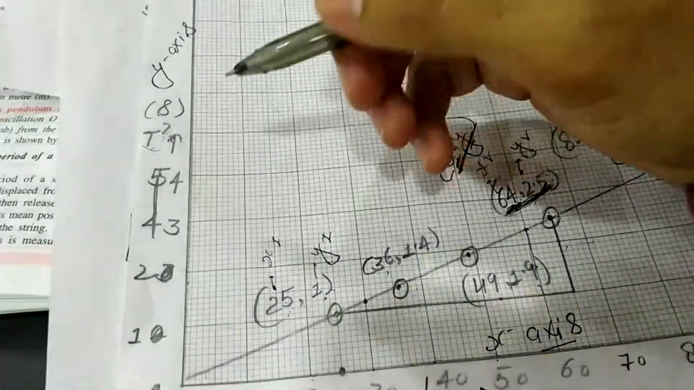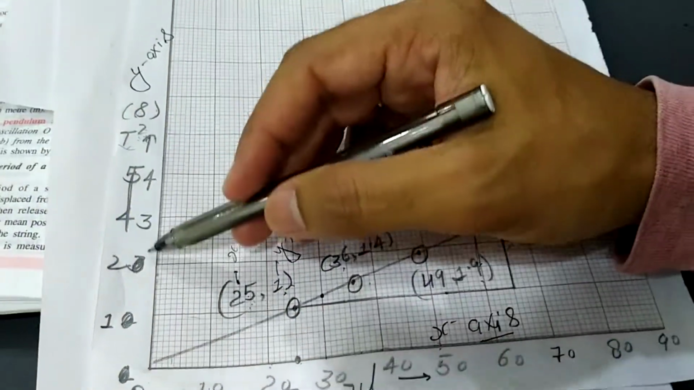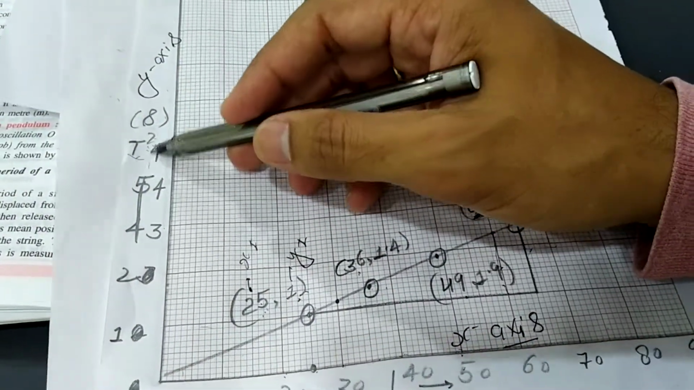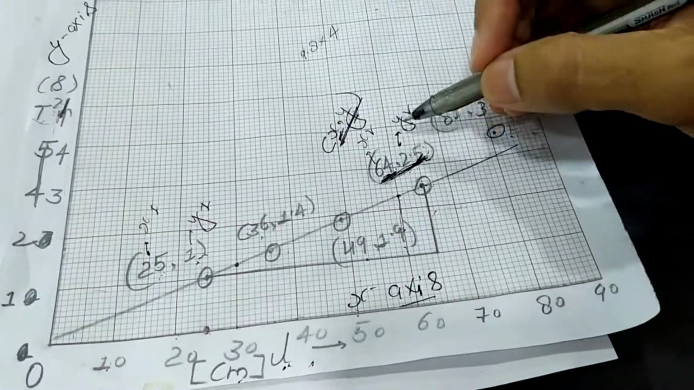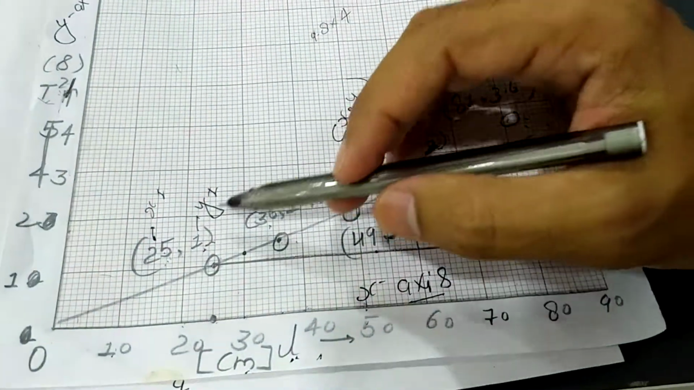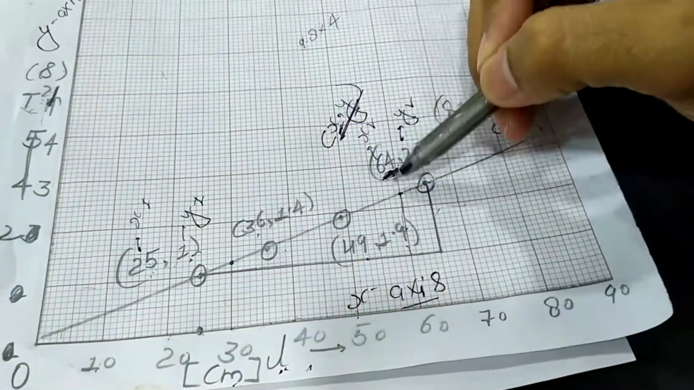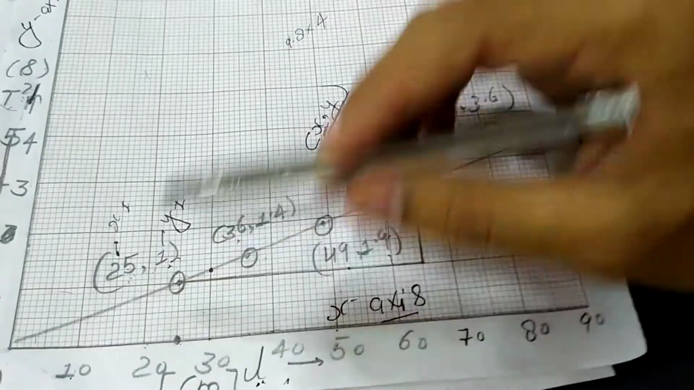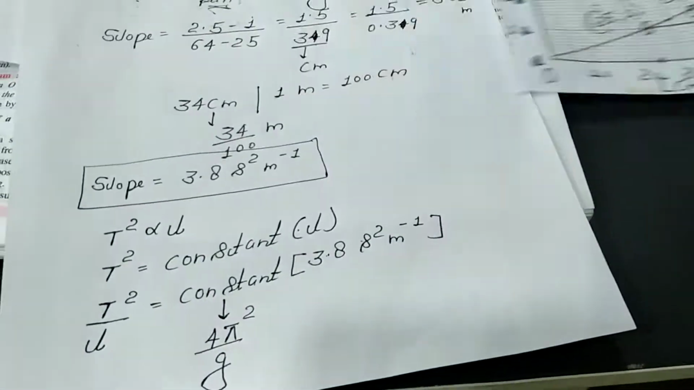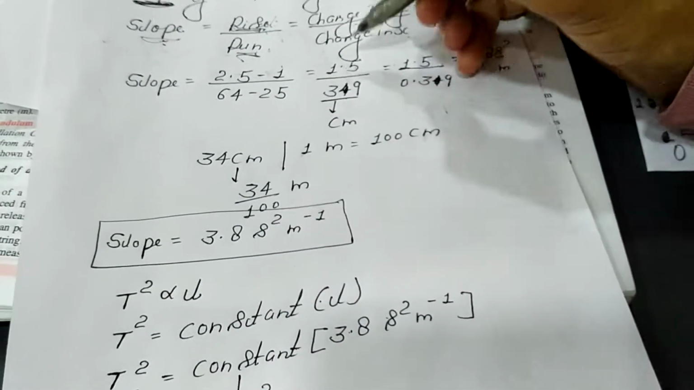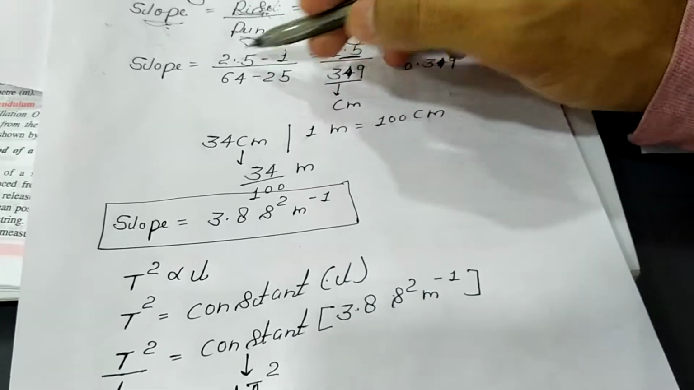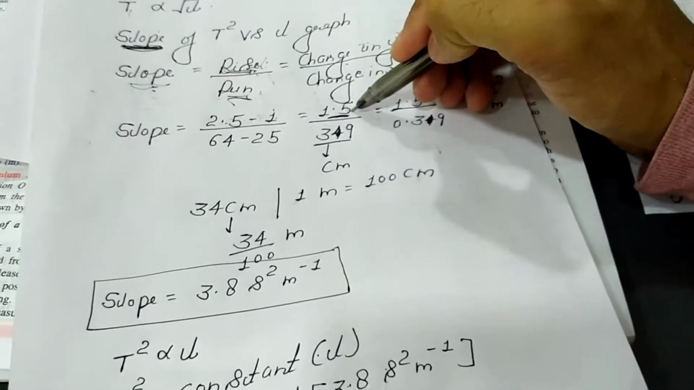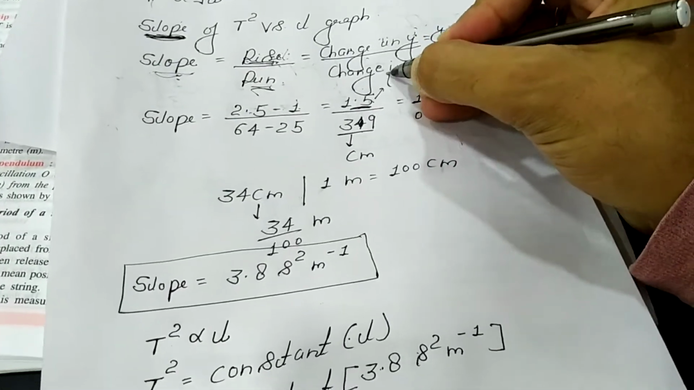Don't forget that this is the time axis. T square is on the y-axis. So the value 2.5 is the time, 1 is the time, then 64 is the length, and 25 is the length. So this is 1.5. Obviously this is time, and its unit will be second.